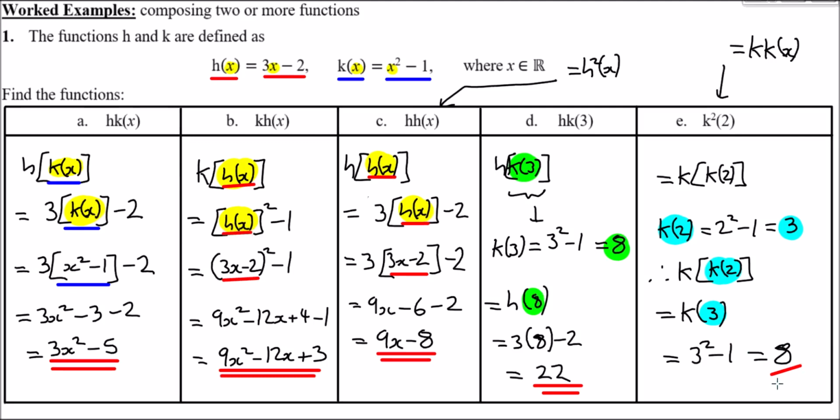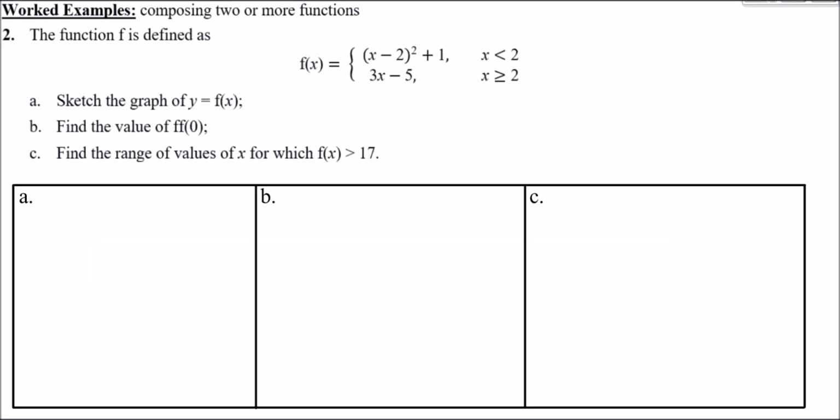Now let's have a look at a second worked example, a slightly different one. This time have a function f defined as follows. This is called being defined piecemeal, so it's being defined in 2 different pieces. If x is less than 2, the function gives (x minus 2) all squared plus 1. But where x becomes 2 or greater, the graph becomes 3 lots of (x minus 5). So first of all, we're charged with sketching this graph y equals f of x.